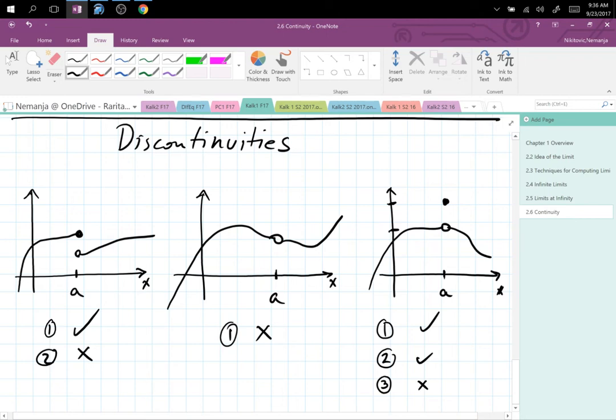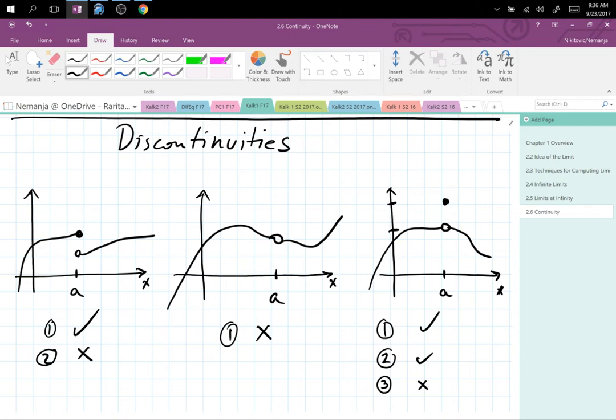So this is how you study continuity. You look at these cases. These are the only cases you can have for discontinuities. Yeah, well, there's a vertical asymptote as well, but when you have a vertical asymptote, there's no function value, right? Can't be continuous, because on the vertical asymptote, you can't have y.